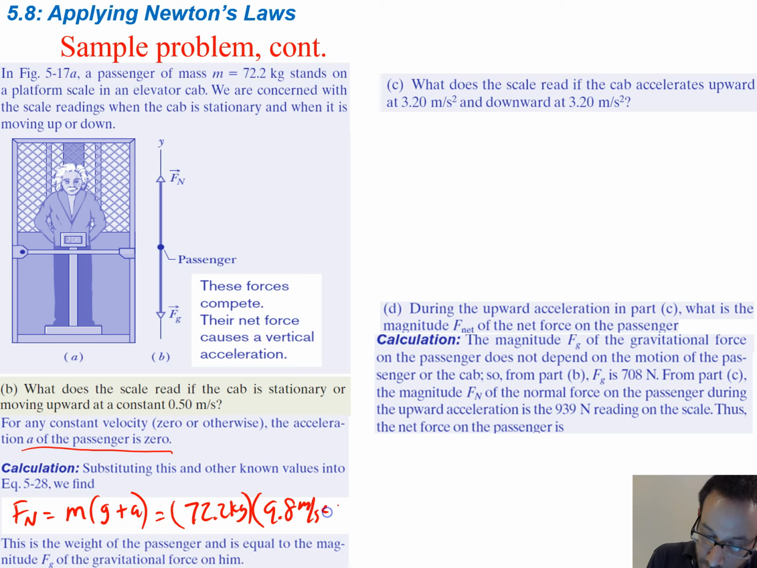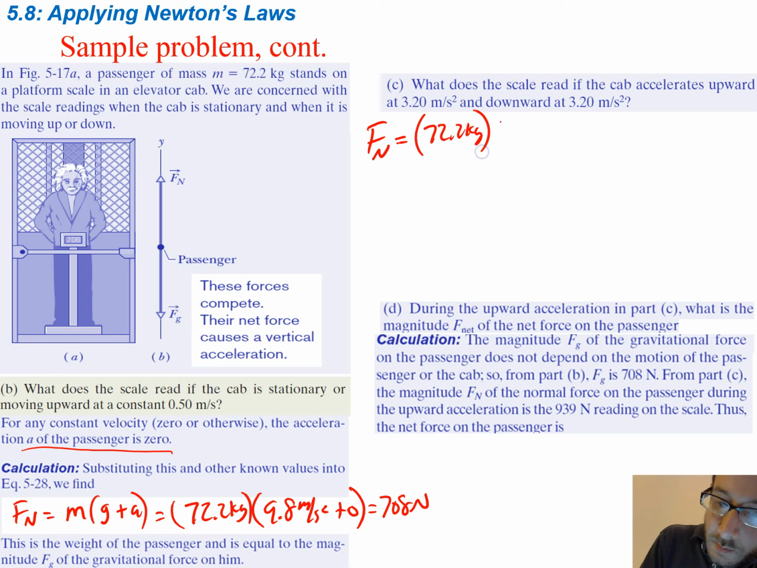So what does the scale read if the cab accelerates upward at 3.2 meters a second squared, or downward at 3.2 meters a second squared? All right, so let's look at our case upward first. So the normal force, using the same equation that we had before, is 72.2 kilograms times 9.8 meters a second squared plus 3.2 meters a second squared. And in this case, we get 939 newtons.